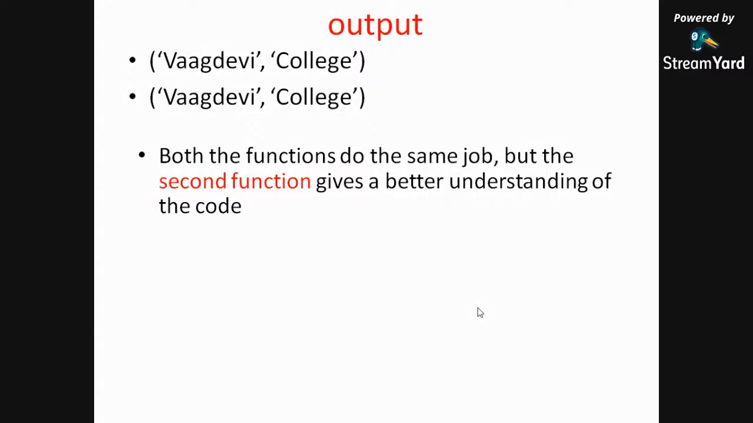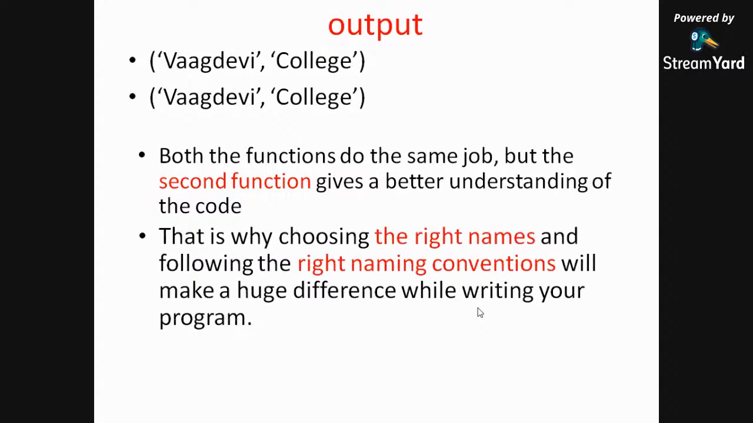So the second function gives a better understanding of the code. That is why choosing the right names and following the right naming conventions will make a huge difference while writing your program. Okay, so I'll tell you one pointer which is very important from the placement point of view.